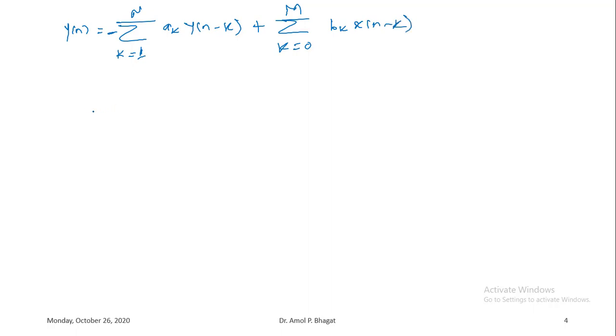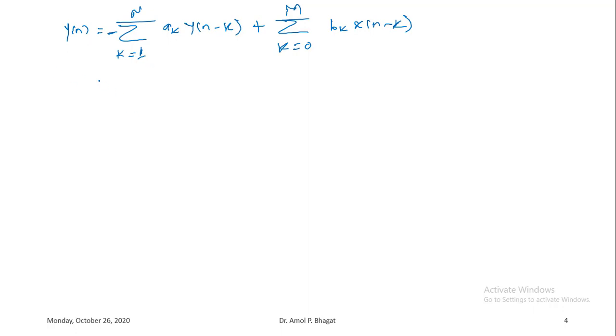But when the system is an IIR system, the response of such a system can be indicated by the difference equation. We already saw the generalized form of the difference equation, which is indicated as y of n equals minus summation k equals 1 to N a k y of n minus k plus summation k equals 0 to M b k x of n minus k.